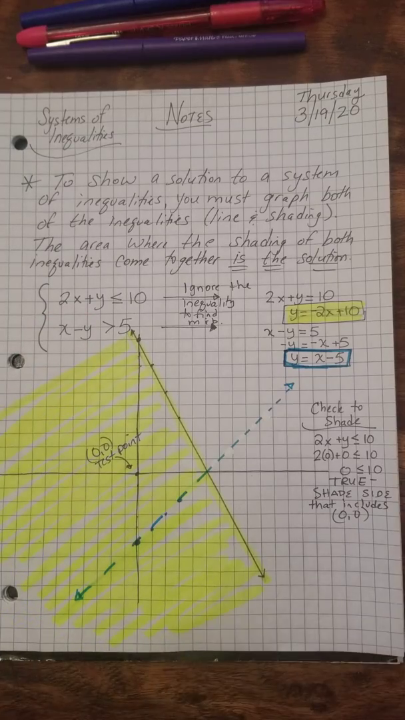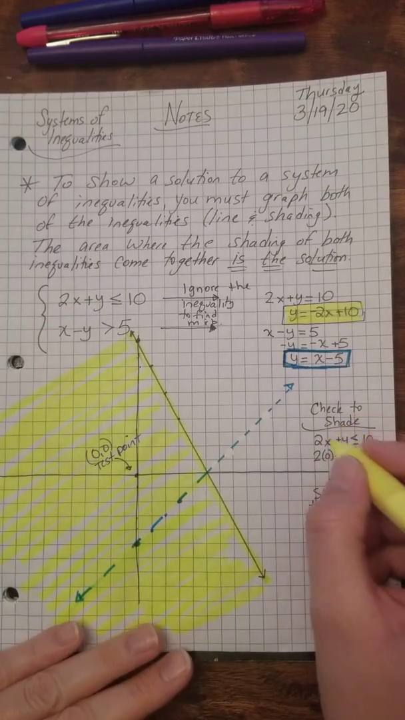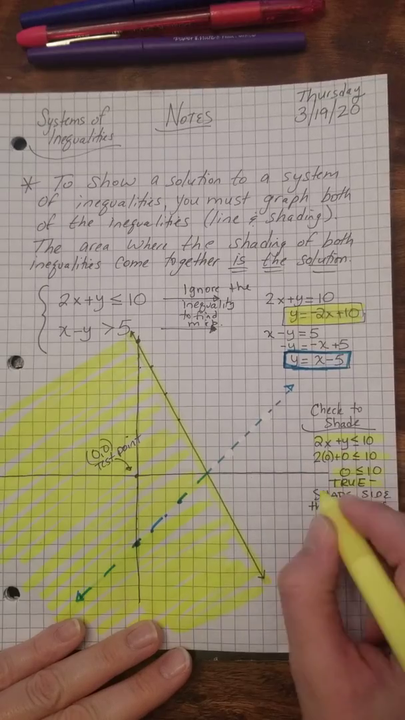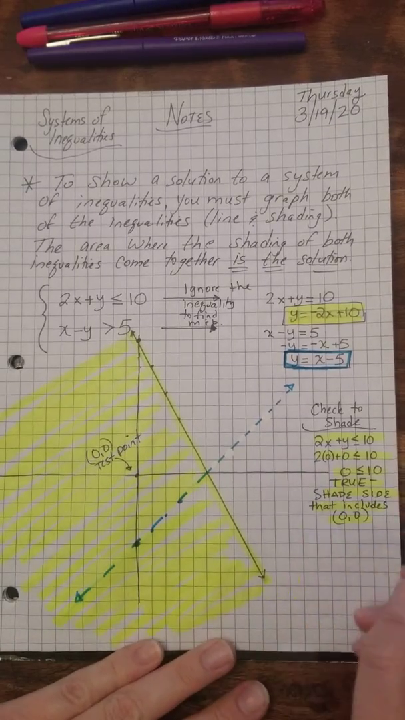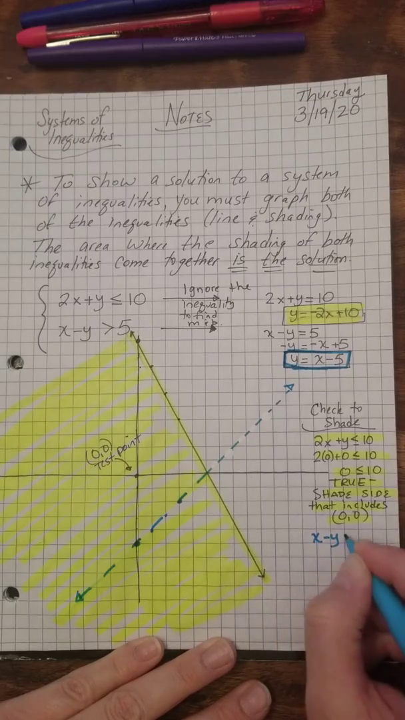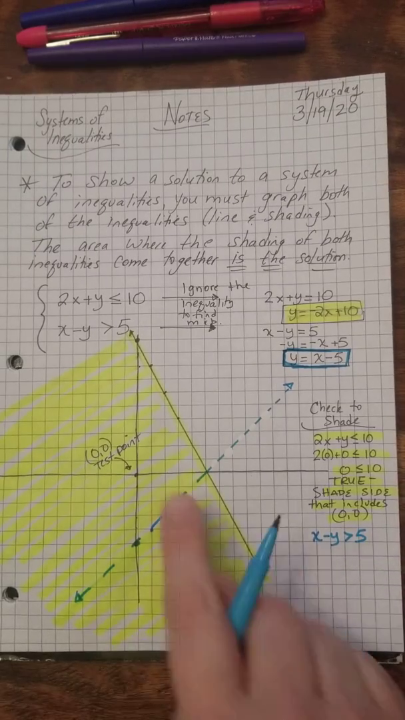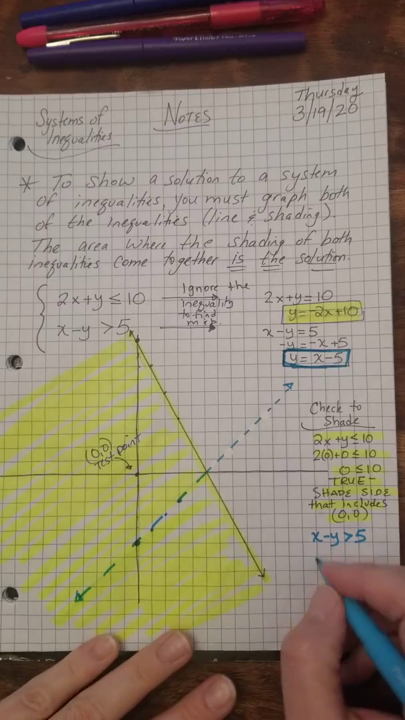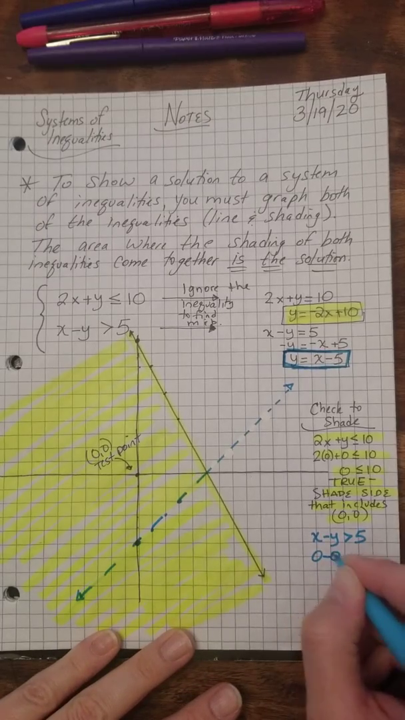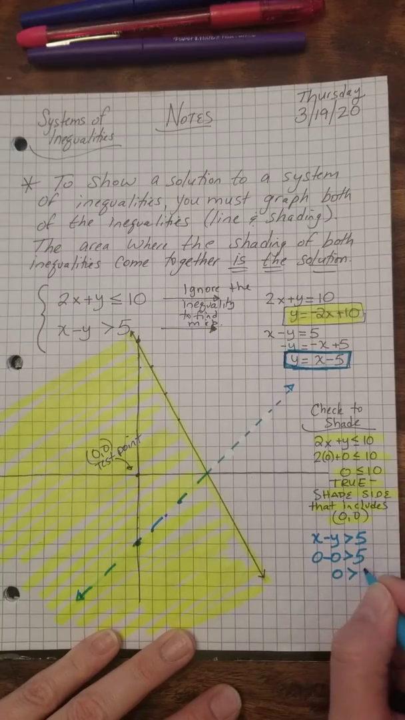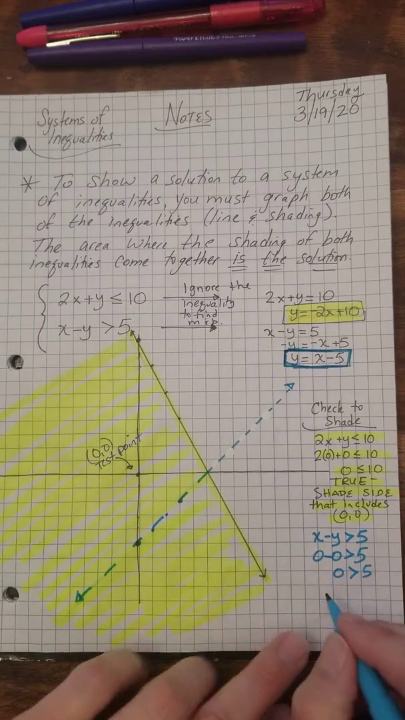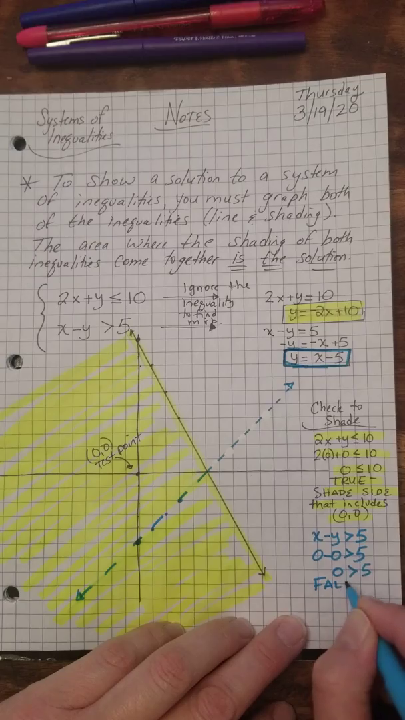Now we're going to check the other one. I'll go ahead and highlight this part too. So this had to do with that. And now I'm going to write in blue. So we're going to check the other equation. x minus y is greater than 5. We're going to use the same test point, 0, 0. We're going to plug in 0 minus 0 is greater than 5. 0 is greater than 5. This is a false statement.